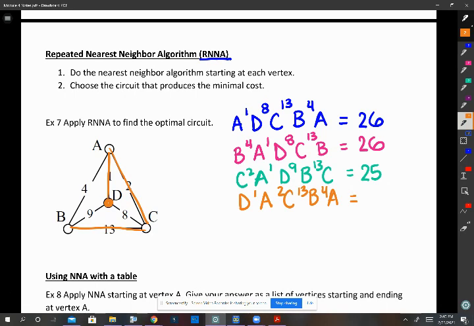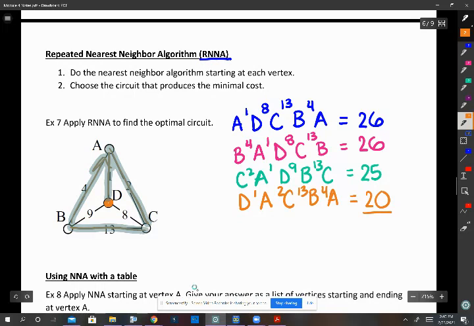So D to A was 1, A to C is 2, C to B is 13, and B to A is 4. And so if we add them together, we get 20. And so our shortest path is starting with letter D, and the cost would be 20.